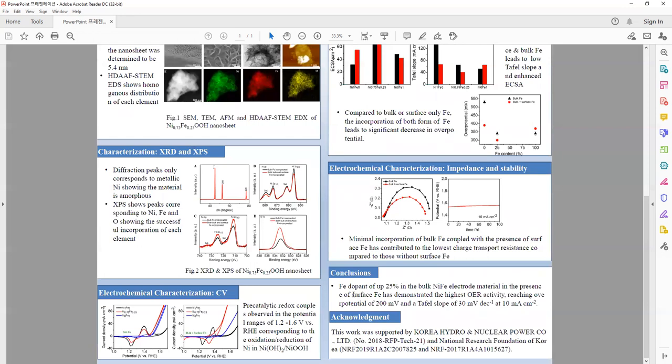In conclusion, iron dopant of up to 25% in the bulk nickel iron electrode material, in the presence of surface iron, has demonstrated the highest oxygen evolution activity, reaching an overpotential of 200 millivolt and a Tafel slope of 30 millivolt per decade at 10 milliampere per centimeter square.